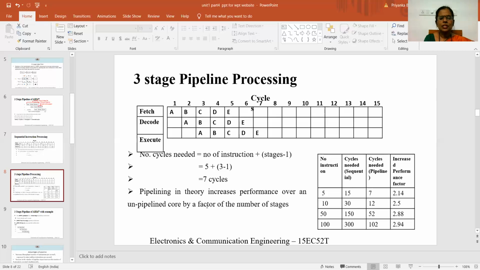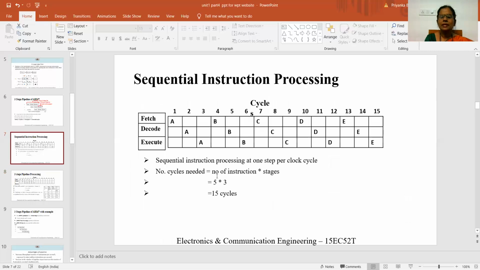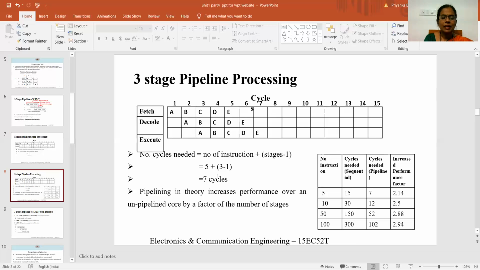See, for the same instructions, if we go for sequential it requires 15 cycles, but if I go for pipelining, it takes 7 cycles.